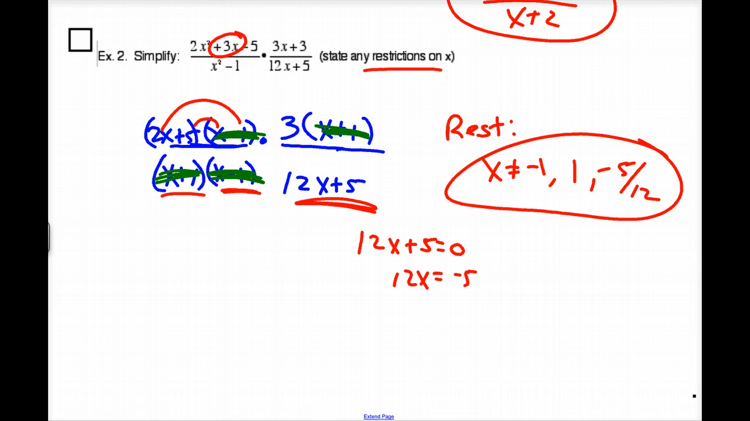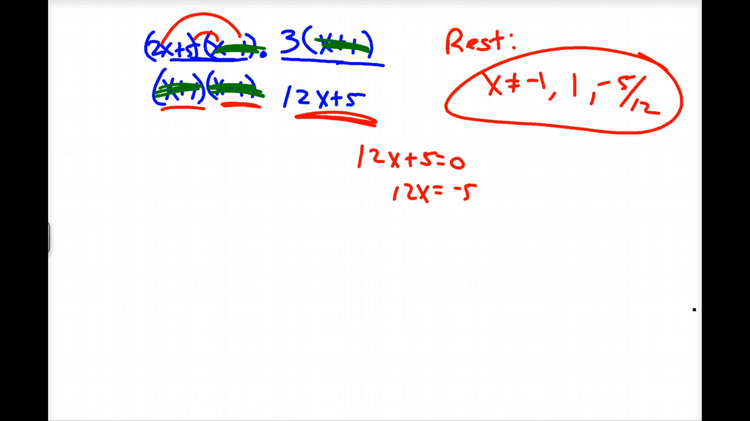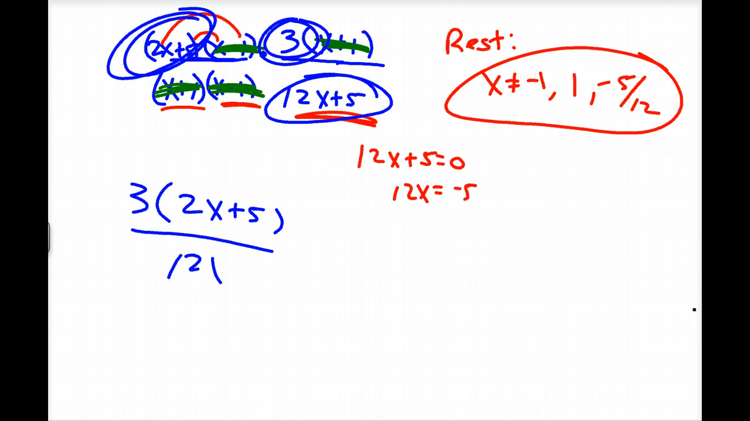It's too bad I didn't put 2x plus 5 on the bottom right here instead of 12x plus 5. It would have canceled. But it doesn't. So my answer is whatever's left. You can write it in factored form. So the factored form on top, you'd have a 3 and 2x plus 5. Those are the two things that didn't get canceled. And then on the bottom, I'd have this 12x plus 5.